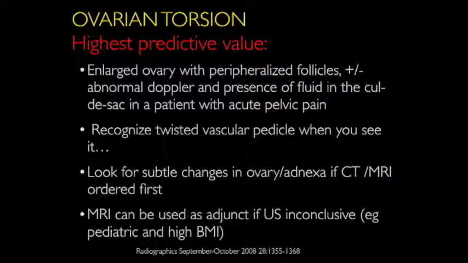So really, with ovarian torsion, the highest predictive value is an enlarged ovary with peripheralized follicles. There could be plus or minus abnormal Doppler and presence of fluid in the cul-de-sac in a patient with acute pelvic pain. Recognize the twisted vascular pedicle when you see it, and do look for it. And look for subtle changes on the CT and MRI if they are ordered first.